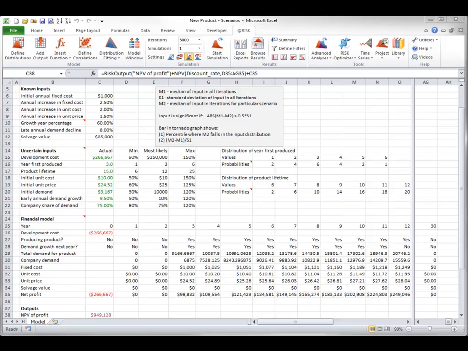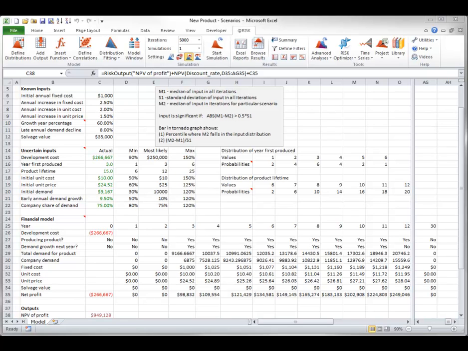@RISK has a very powerful tool, its Simulation Scenarios tool, for discovering which uncertain inputs are most responsible for driving outputs to specified ranges of values, usually abnormally large or small values. The concept is fairly simple, but the way @RISK implements this is more complex. This video will walk you through the procedure.